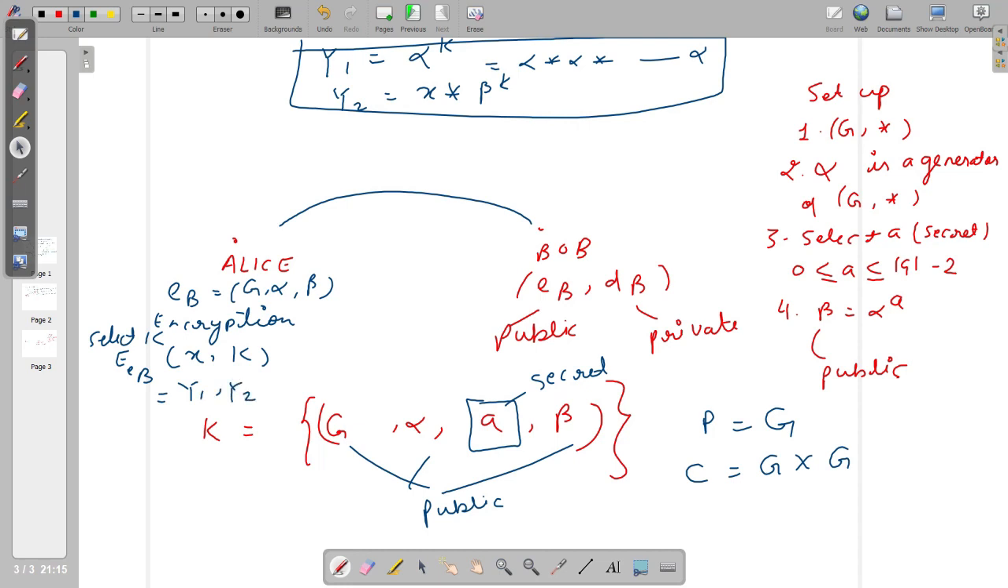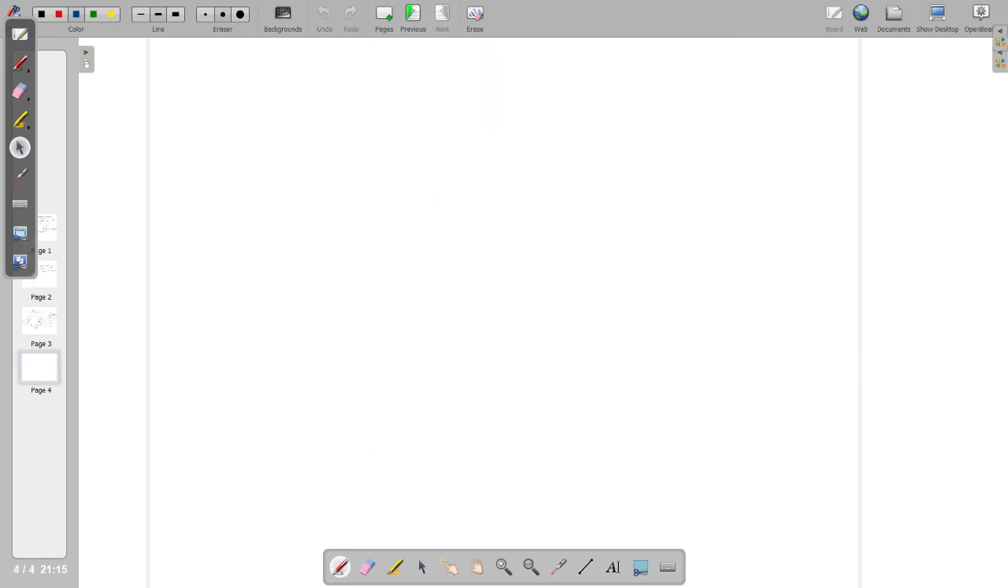Then Bob can decrypt it at his own end. So this is the basic definition of the ElGamal cryptosystem, which we have already done in previous weeks. Now we are going to define how this ElGamal cryptosystem is defined over elliptic curve points.